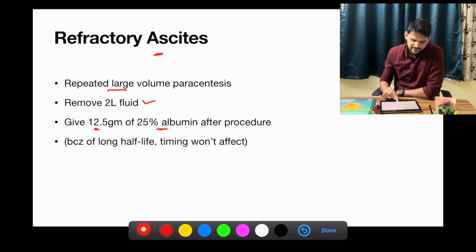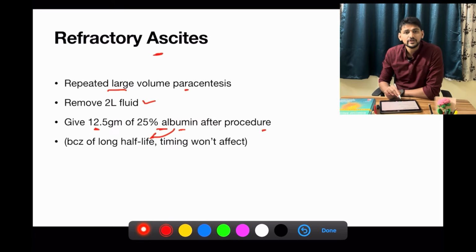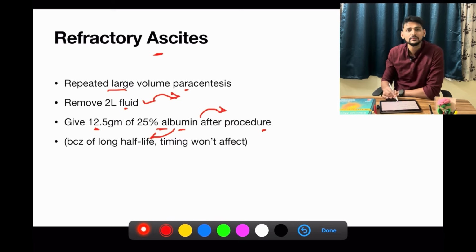Here the point to be stressed is many residents will be withholding the procedure of paracentesis just because there is no albumin to replace. But the fact is albumin has very long half-life, so it is not mandatory to transfuse albumin prior, then only we have to remove fluid, nothing like that. First you can remove out 2 liters of fluid, then also after the procedure you can give albumin. So this point is one of the practical tips for the residents. So this is about refractory ascites.